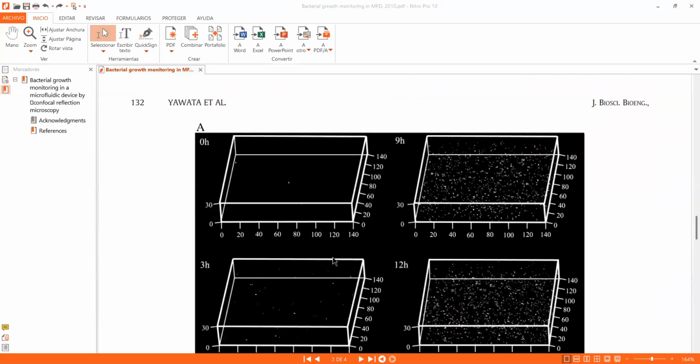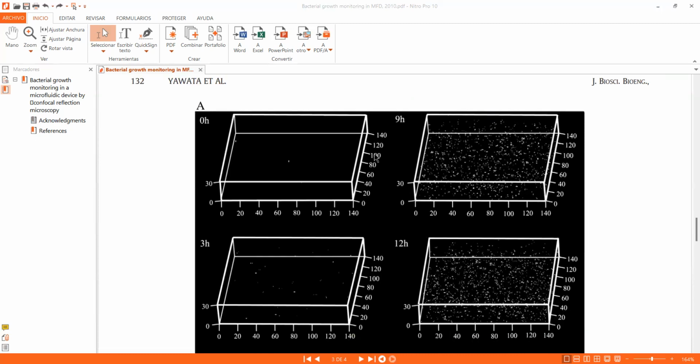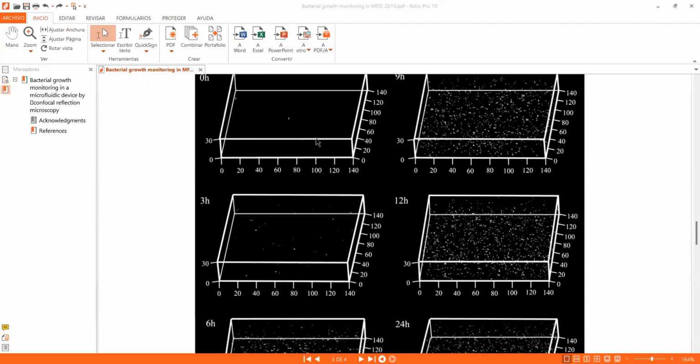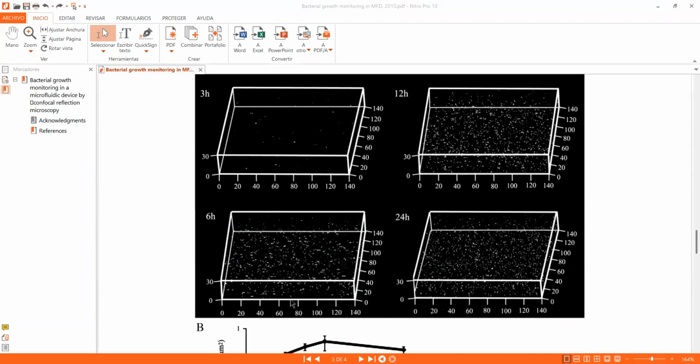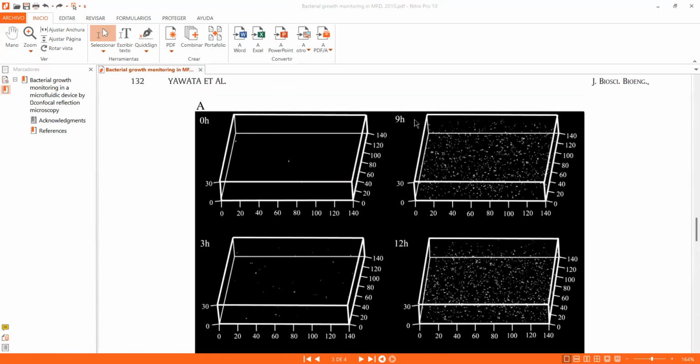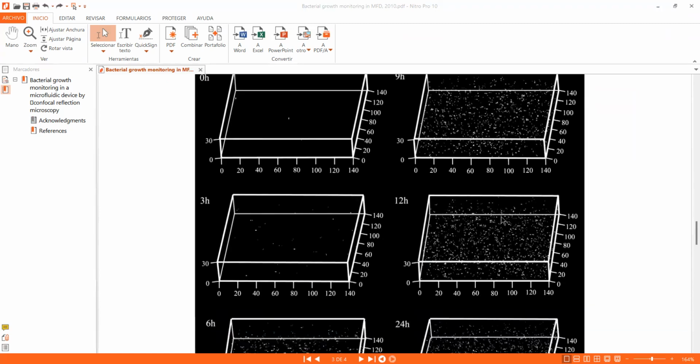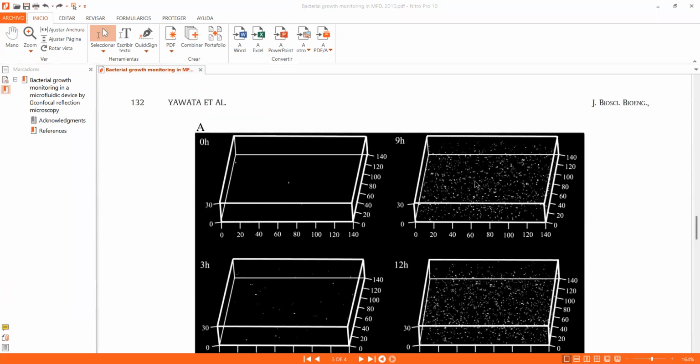So here we can observe inside the microfluidic device in the design. They studied how the cells grow best at different hours. At 0 hours, they don't observe any growth of the bacteria. At 3 hours, they observe minimal growth of bacteria. At 6 hours, they observe important growth of cells. By 9 hours, there is optimum growth of the cells. And after these hours of inoculation, they don't observe a significant change. We can observe this in this image.